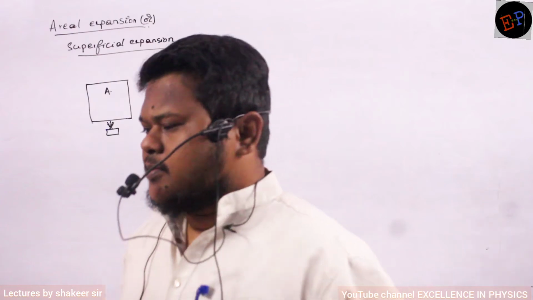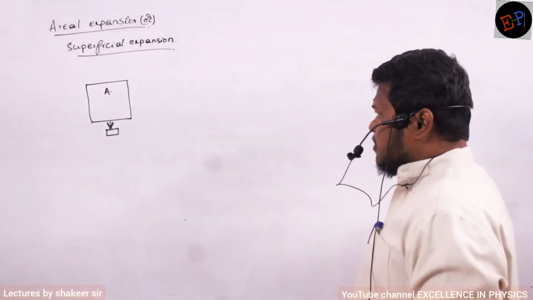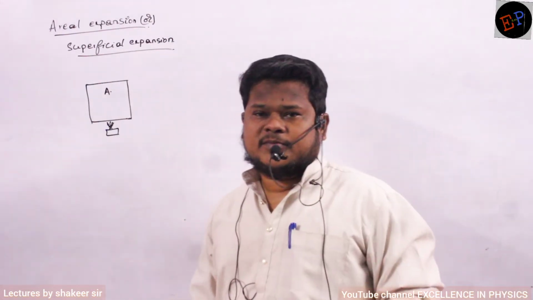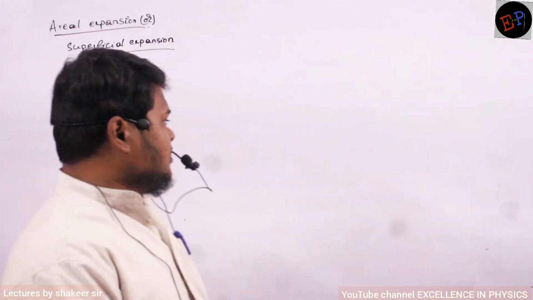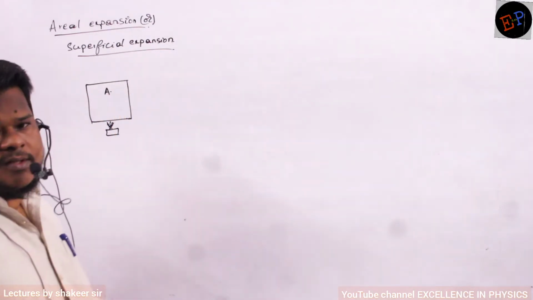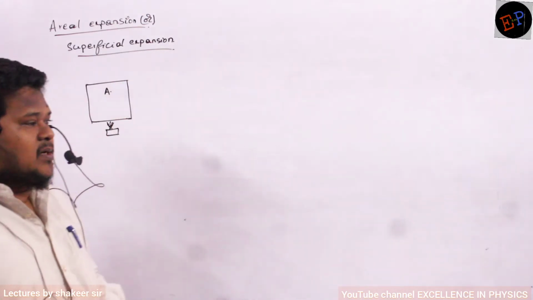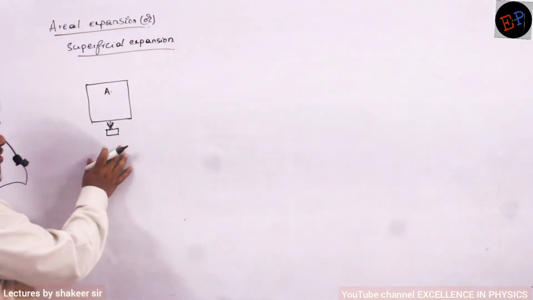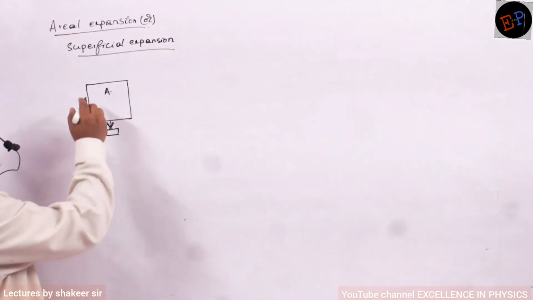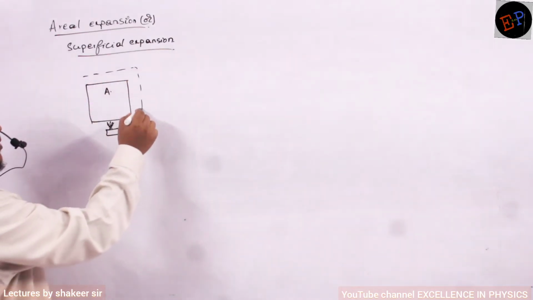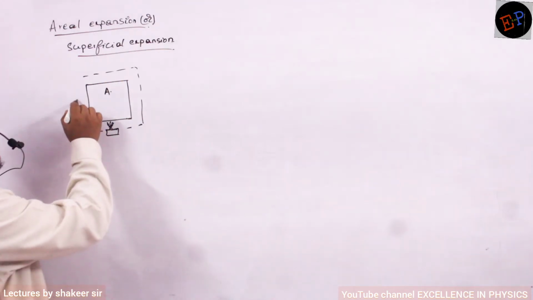Okay. So then we study about the second type of expansion, which is called aerial expansion, or you can call it superficial expansion. So aerial expansion means what? Expansion in terms of area of the body. For example, if you are taking a metal sheet and you are heating this one, initial area is A. Then what happens to final area? Final area of this sheet will definitely increase, no?